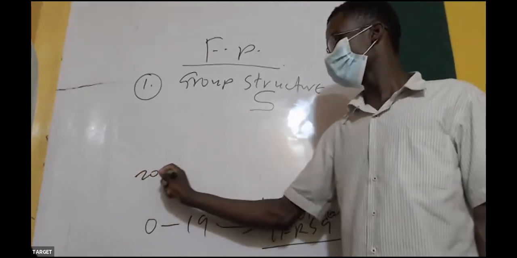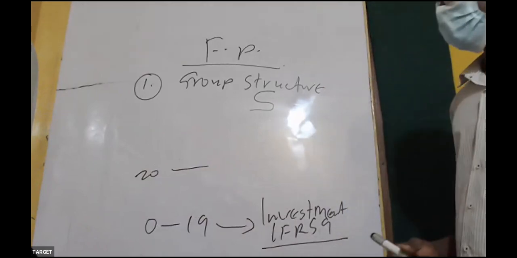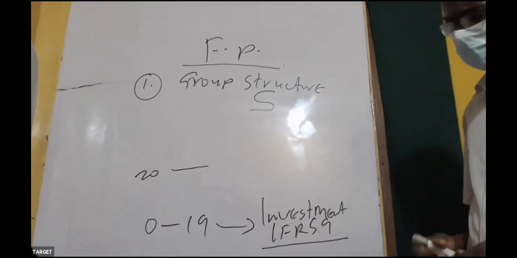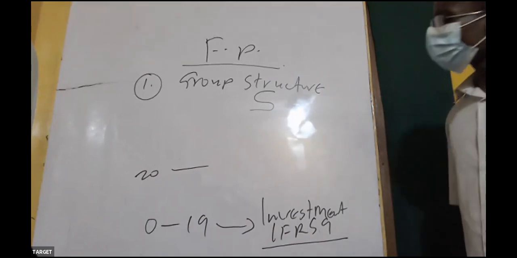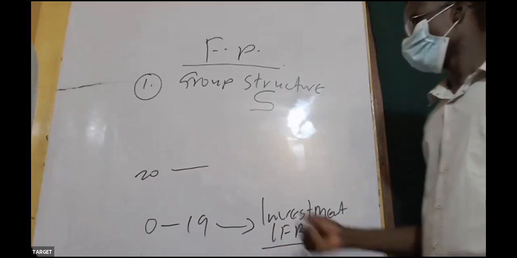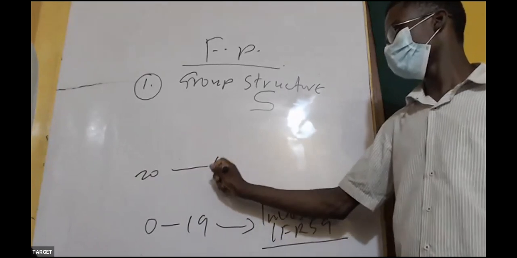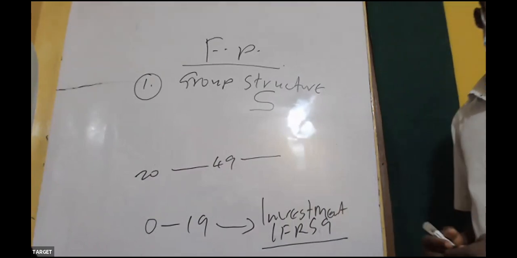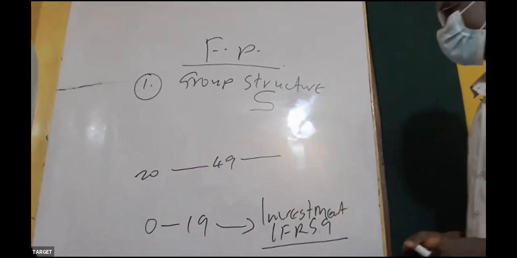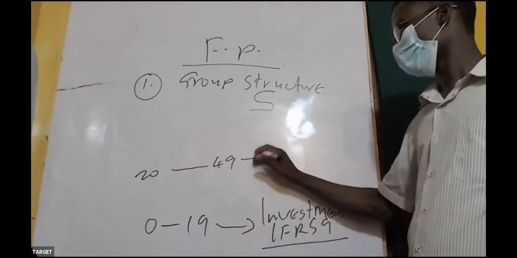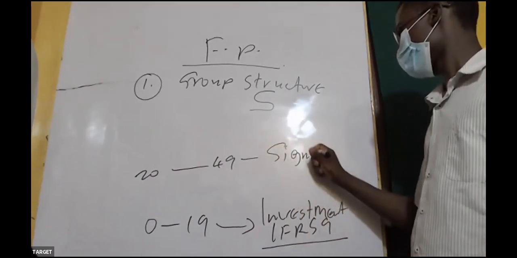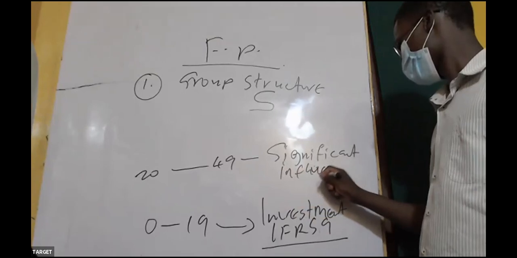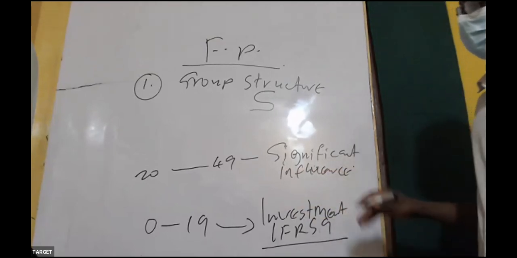What if I have from 20 up to 49? We call this a significant influence, and it gives rise to an associate. So you have what you call significant influence. We call it an associate.